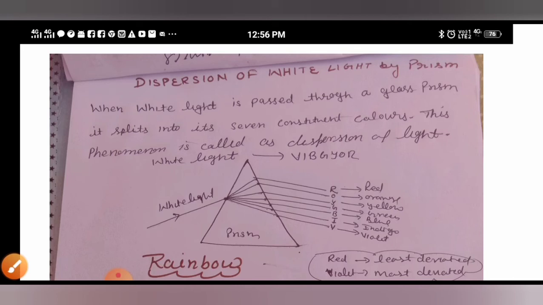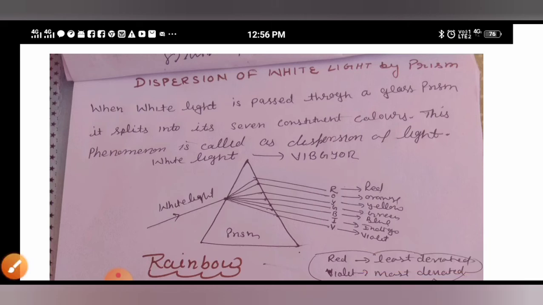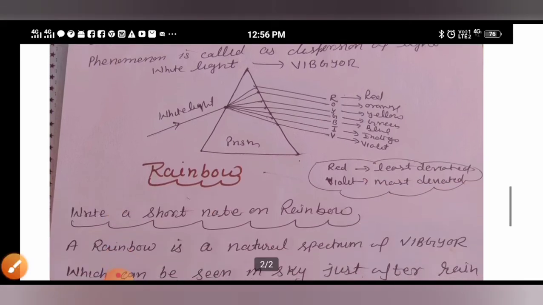Keep in mind how 7 colors you have to write, not from top to bottom, you have to write it from bottom to top, with VIBGYOR. Okay, and you need to write the name of each color also.